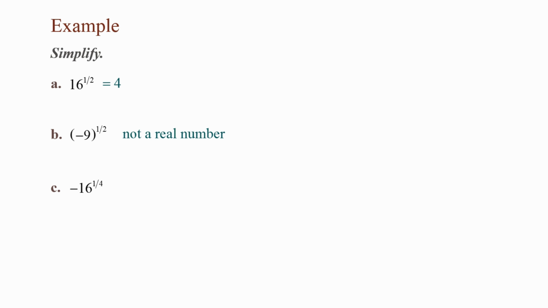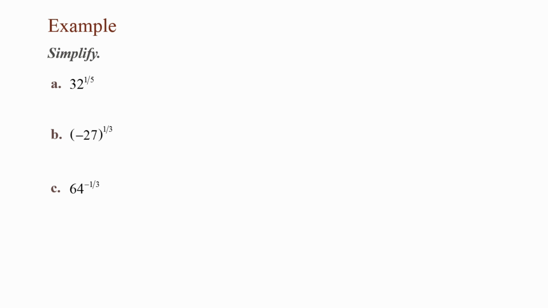For part C, I have -16 to the 1/4 power. 16 is the base. The negative is not included in the base, so we can work this one. This is similar to if I had x minus 16 to the 1/4. The minus sign doesn't come into effect until I'm ready to subtract, so the answer would be negative. 16 to the 1/4 power is 2, so my answer is -2.